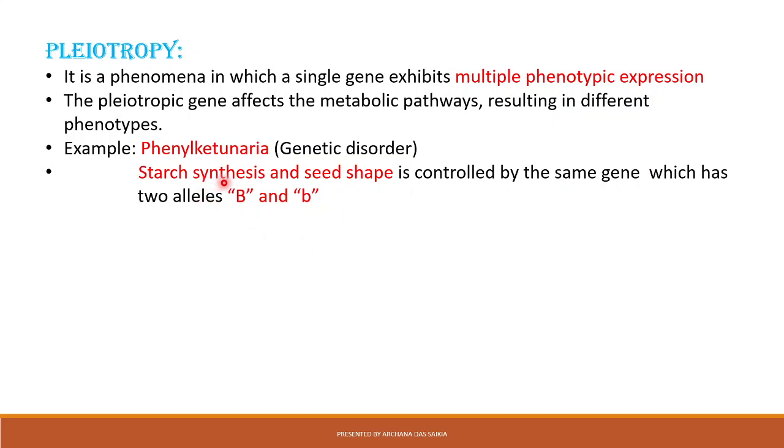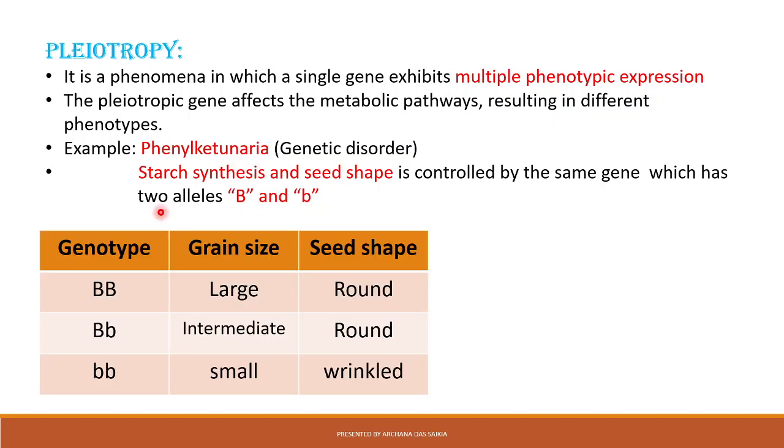Starch grain, the production of starch grain, as also the shape of the seed, is controlled by the same gene which has two alleles, capital B and small b. That means the gene, let us name it B, is responsible for giving the shape of the seed as also the starch grain size. Now see here, how can these two alleles combine? Either homozygous capital B, homozygous small b, or heterozygous capital B, small b.